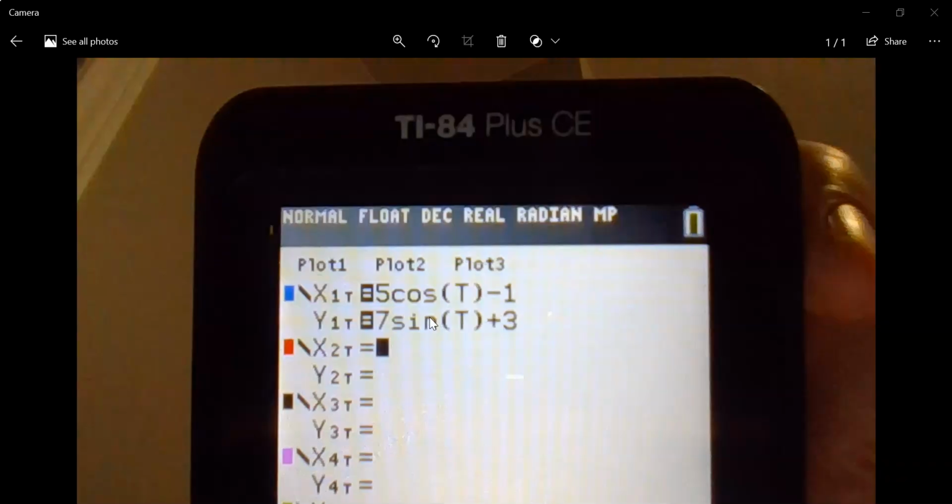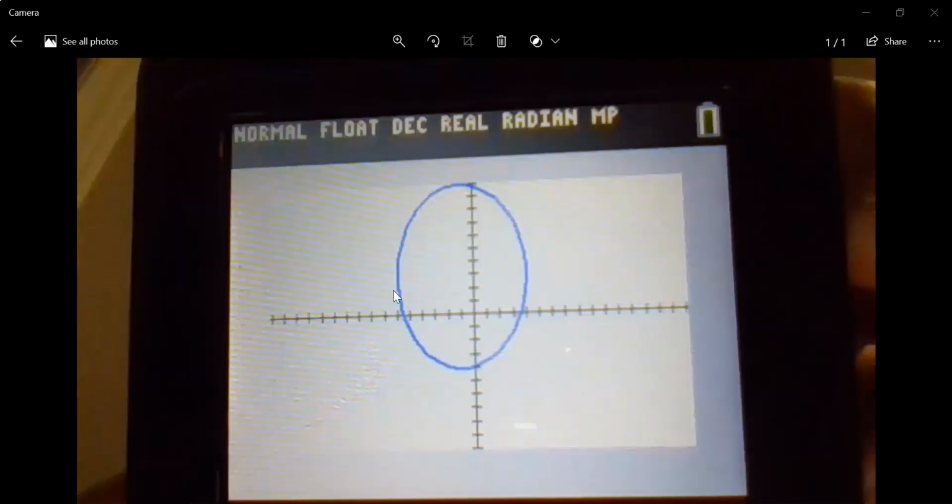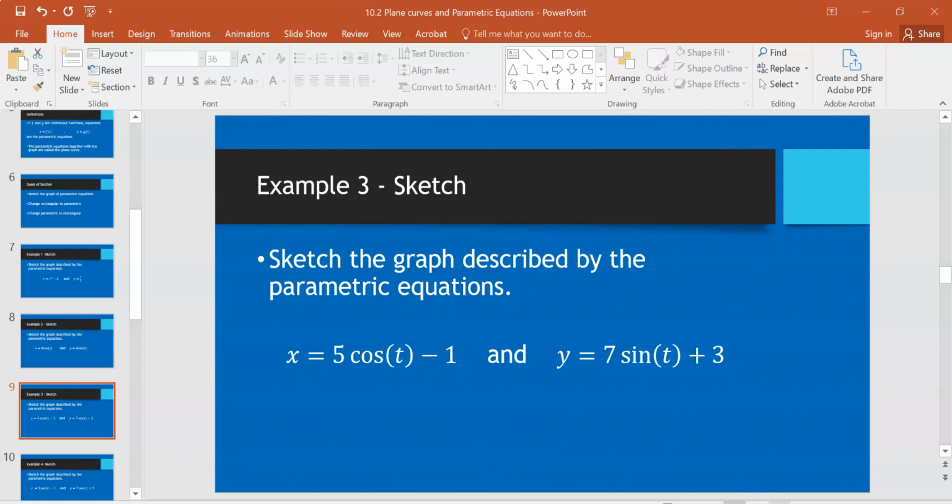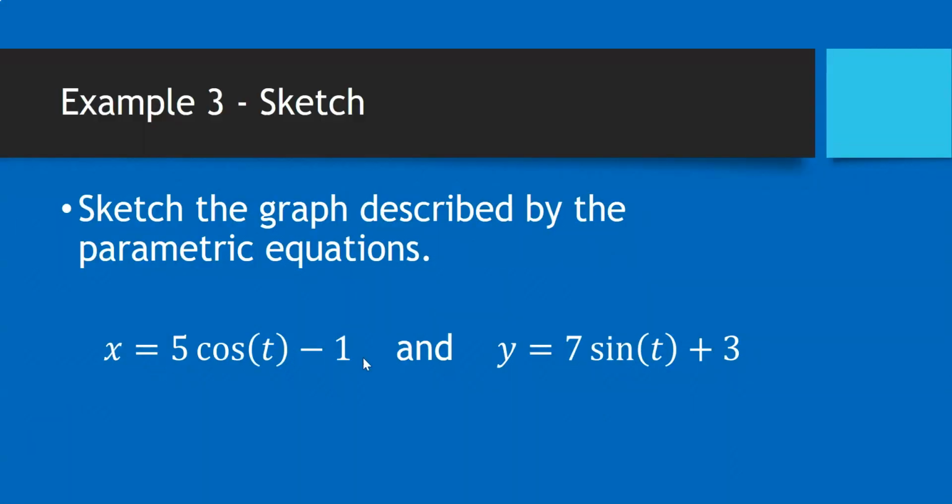So this is what I ended up with. 5 cosine t minus 1, 7 sine t plus 3. When I graph that, I end up with this graph, which is an ellipse. By the way, this is the square units. So this is an ellipse. And if you notice where this thing is centered, it's centered at -1, 3. So right about where my cursor is, that's the center. By the way, it is no coincidence that that happens to be what we've shifted the x by, -1, and we've shifted the y by +3. Okay?